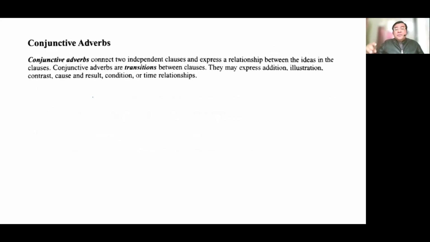We have a third type of conjunction that we use to connect independent clauses. We call this type the conjunctive adverbs. Conjunctive adverbs do not only connect two independent clauses, but they also express a very specific relationship between the ideas in the clauses, right? They work like transitions between clauses. And they can express a range of relationships, such as addition, illustration, contrast, cause and result, condition, or time relationships between clauses. Take a look. Let's move on first.